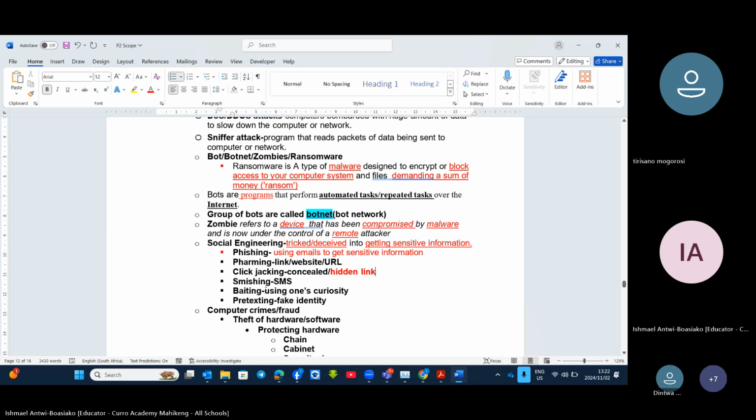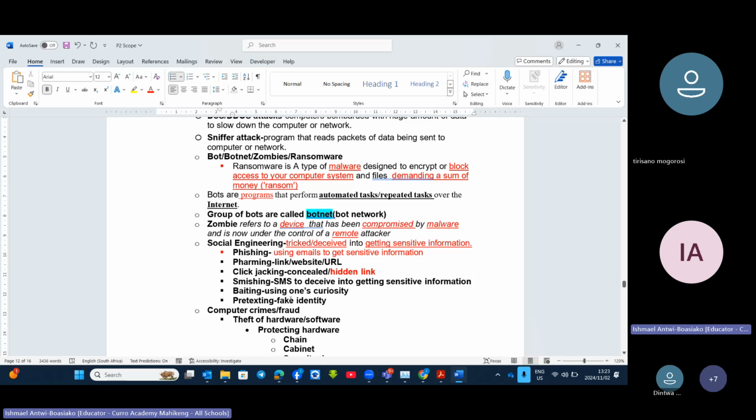And then smishing is when they use SMS to deceive you into giving sensitive information. Right. So using SMS to get information from someone by deceiving the person is called smishing.